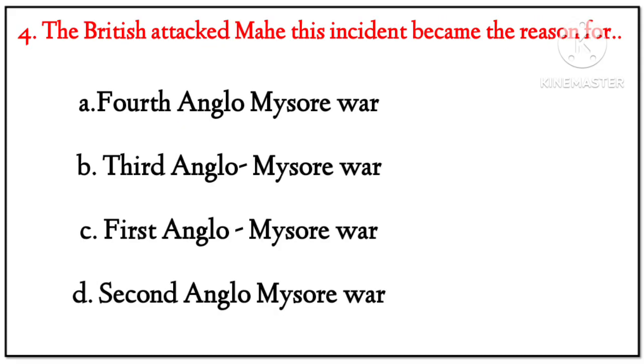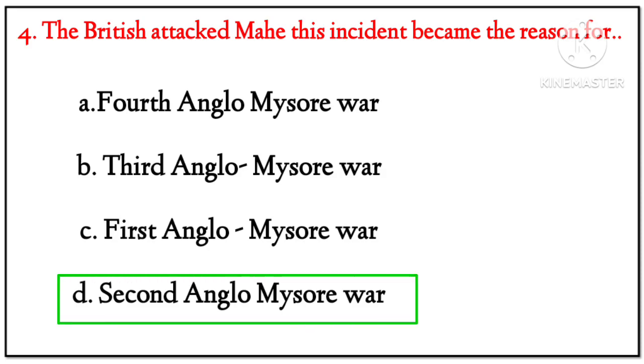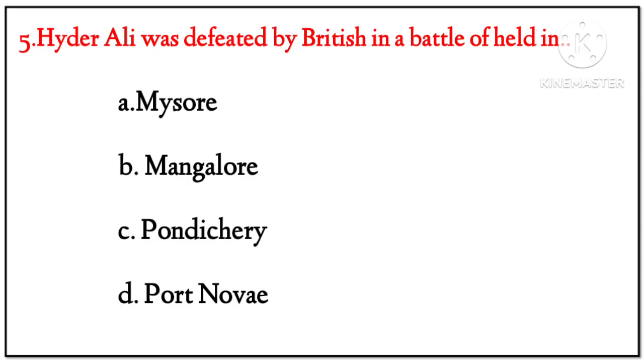Fourth one, the British attacked Mahe. This incident became the reason for, options are, Fourth Anglo-Mysore War, Third Anglo-Mysore War, First Anglo-Mysore War and Second Anglo-Mysore War. Our right option is here, B, Second Anglo-Mysore War. Fifth, Hyder Ali was defeated by British in the battle held in, options are, Mysore, Mangalore, Pondicherry, Port Noah. Our right option is here, the final one, D, Port Noah.